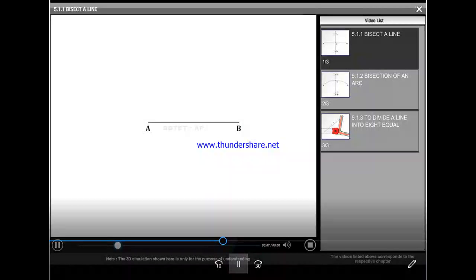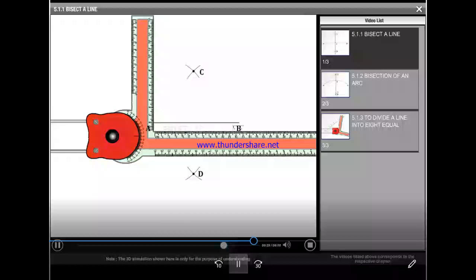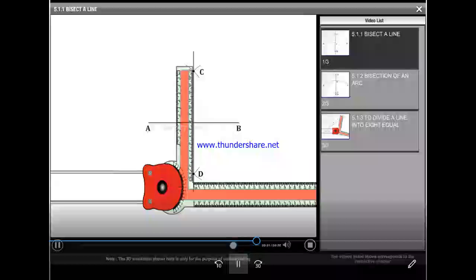Bisect a line. Draw the line AB. With more than half of AB as radius and with B as center, draw two arcs, one above and one below AB. Now with the same radius and with A as center, intercept the previously drawn arcs and get C and D. Join CD to get the bisection.